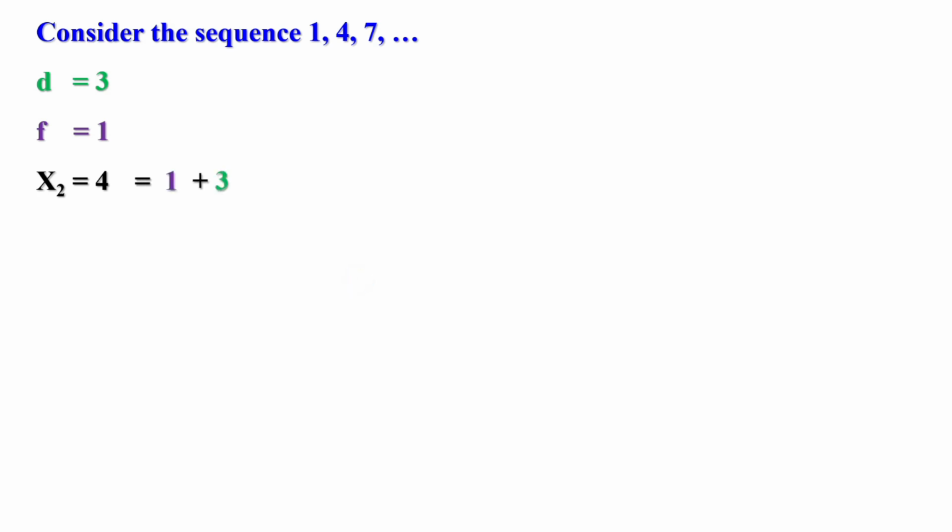Now what is the third term? It is 7. And we know the third term is obtained by adding the common difference to the second term. So it can be written as 4 plus 3. But 4 is equal to 1 plus 3. So it can be written as 1 plus 3 plus 3. That is 1 plus 2 times 3.